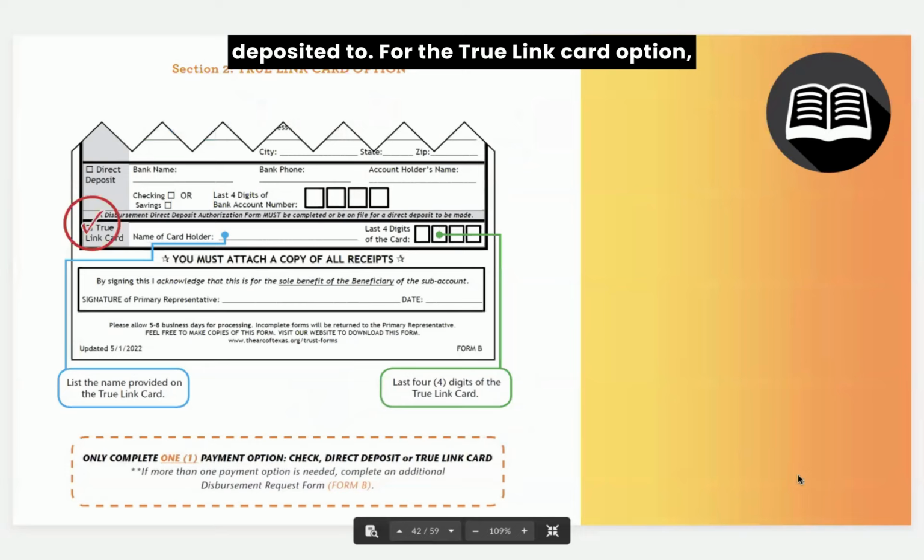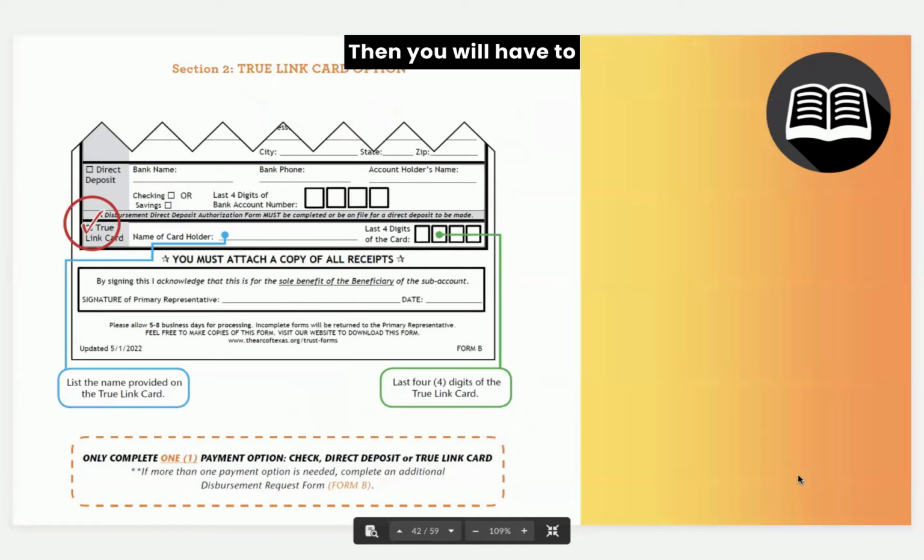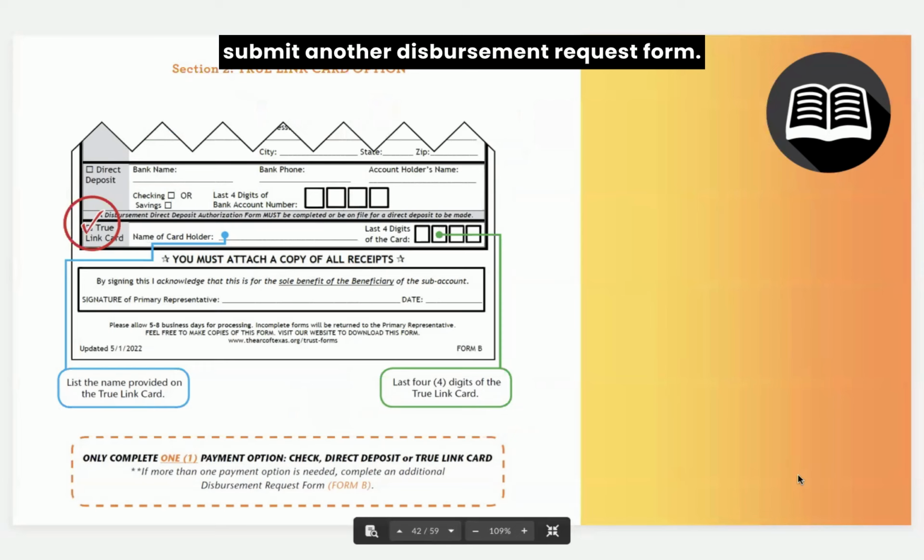For the TrueLink card option, what needs to be included is the name provided on the TrueLink card and the last 4 digits of the TrueLink card. And again, please only complete one payment option unless an additional one is required. Then you will have to submit another disbursement request form.